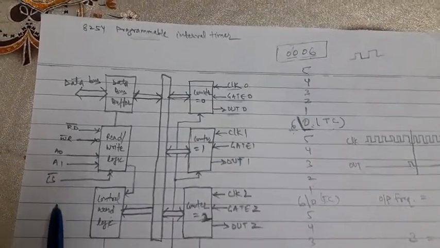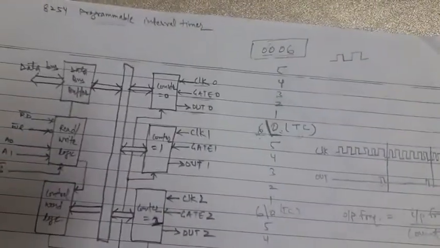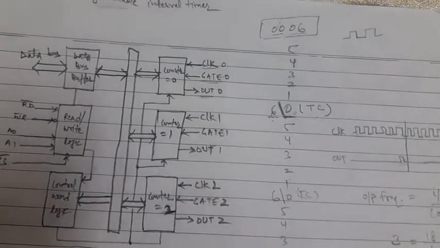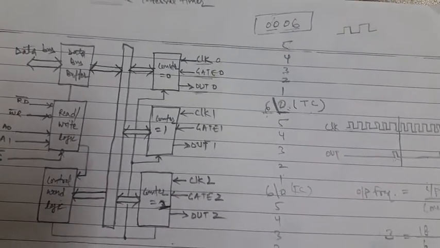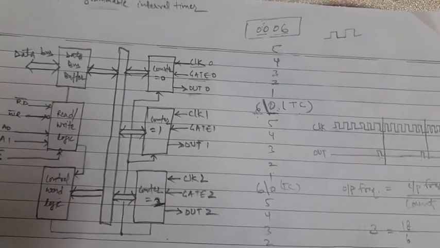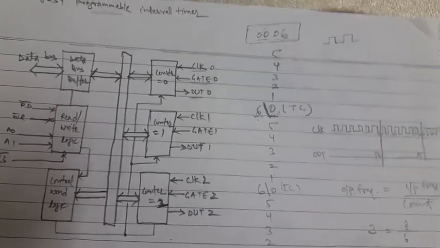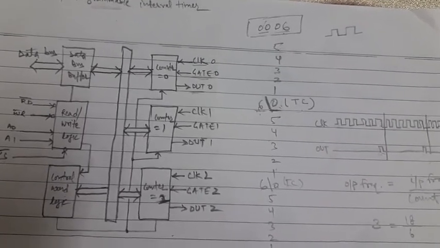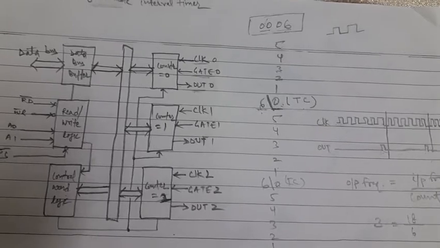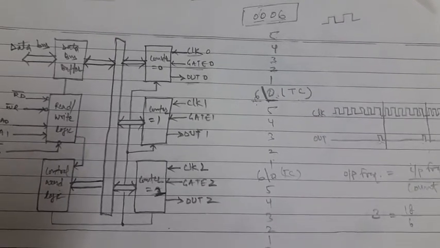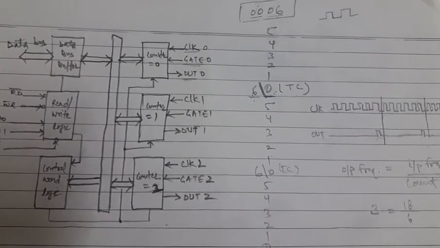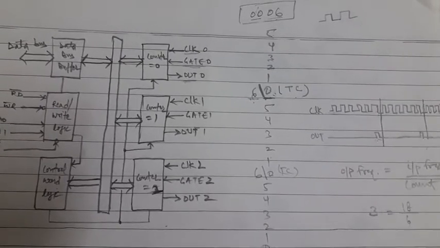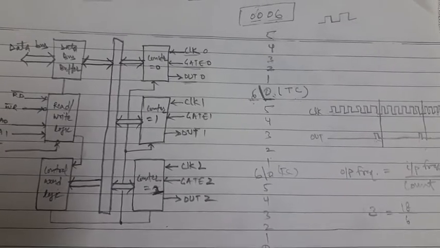Now we'll start with the counters. There are 3 counters, counter 0, counter 1 and counter 2. First we load the count. How is it loaded? Because this is a 16-bit counter, first the MPU will send the lower byte and then it will send the higher byte. So the count is of 16 bits and it requires 2 cycles to load, and the data bus of the 8254 is of 8 bits. The count will enter the appropriate counter.